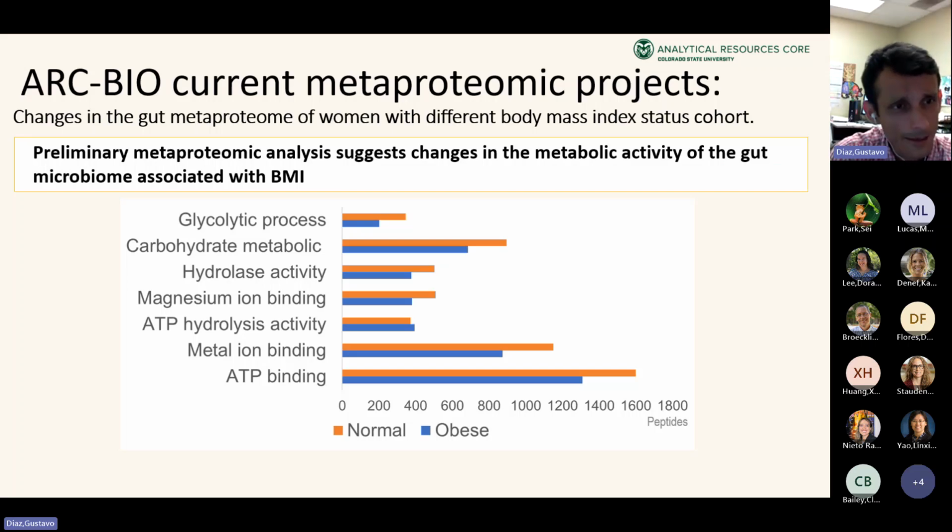And our preliminary metaproteomics analysis, looking for changes in metabolic activity, shows us that the microbiome of normal individuals had a higher number for all the processes associated with glycolysis and energy production. And this is also based on our analysis of peptides.